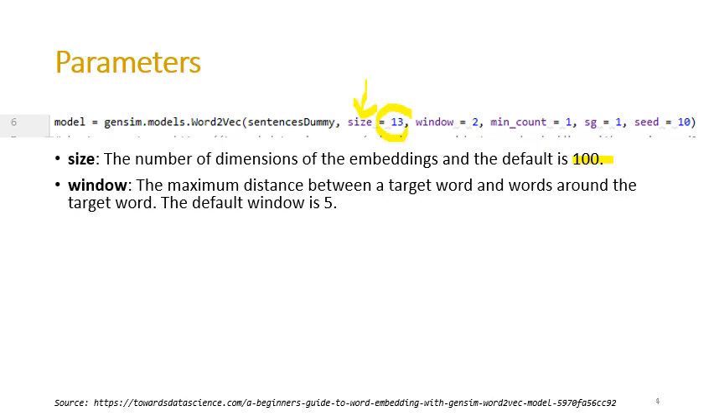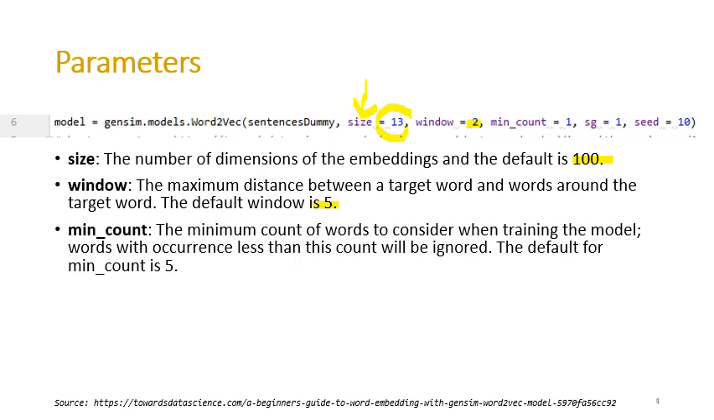The next parameter is window. If you remember, this is the sliding window. So you have the target word, and then you slide the window several words to the left and several words to the right. Here I specify that the window is 2. It means that if you are at a target word position, you will look at 2 words to the left and 2 words to the right as the context words. And if you don't specify anything, the default for this window is 5.